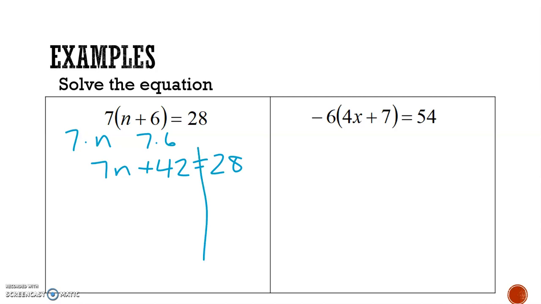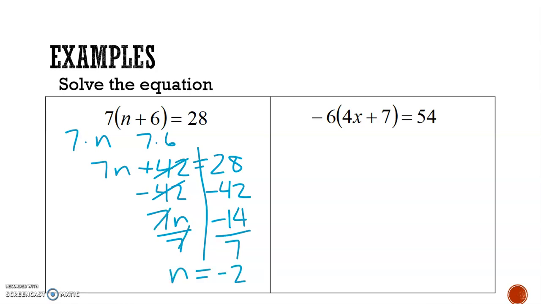So we rewrote this, and now you can see a two-step equation that hopefully looks familiar from the previous lessons. All right, so we're going to get that n by itself, so we have to get rid of that plus 42 first. So that means we are going to subtract 42 on both sides, bring down that 7n. 28 minus 42 is a negative 14. Divide both sides by 7 to get rid of that 7, and n equals negative 2.